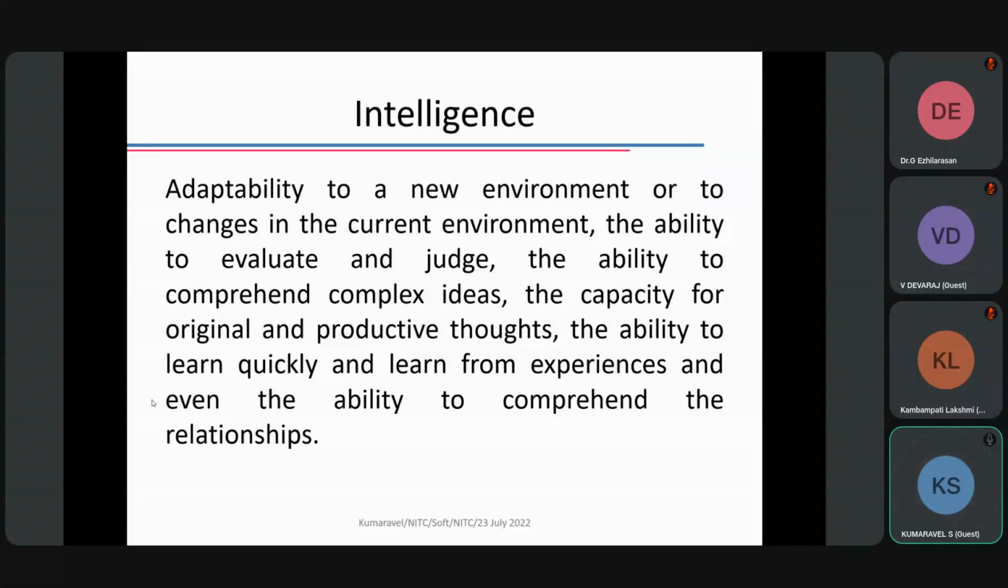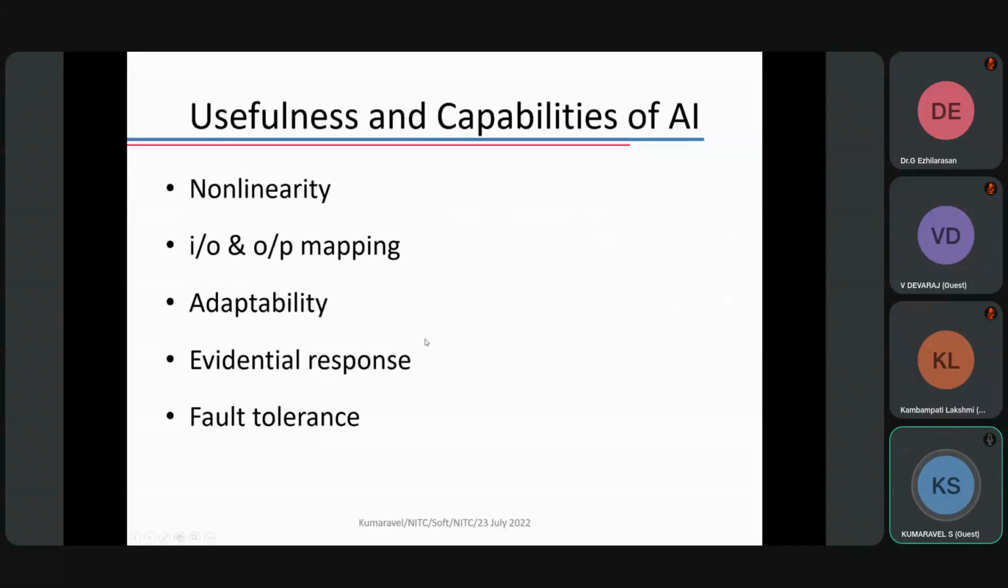So these are the basic degrees required to be an intelligent system. If you create this artificially, it is called artificial intelligence, AI. That is adaptability, original thinking, originality, comprehending complex relations, decision making. These are the main features of this AI. Okay.